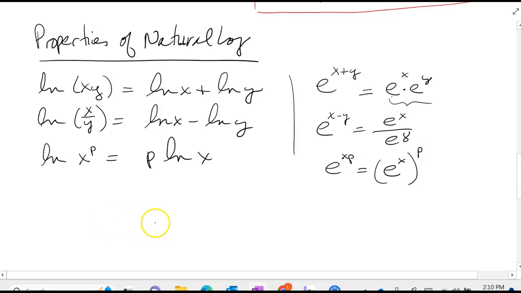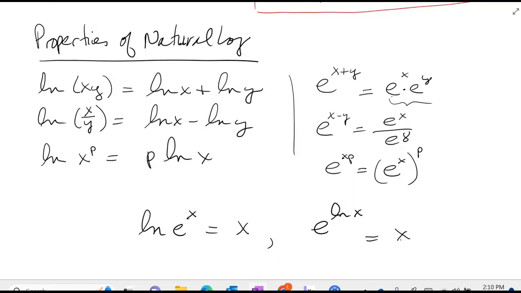A couple other properties to think about. Ln of e to the x, well, that's just going to be x. Another one, e to the ln x, well, that also is just going to be x. Ln and e have these cool properties that you need to remember. That is pretty much all I wanted to do for a quick review of exponents. So, a nice short video.